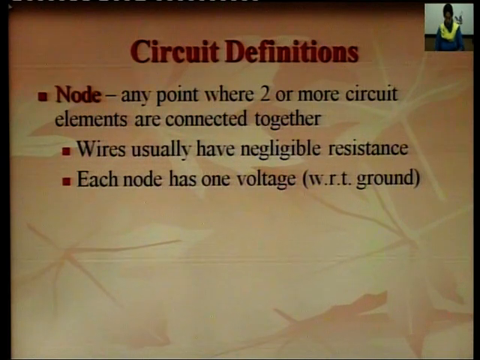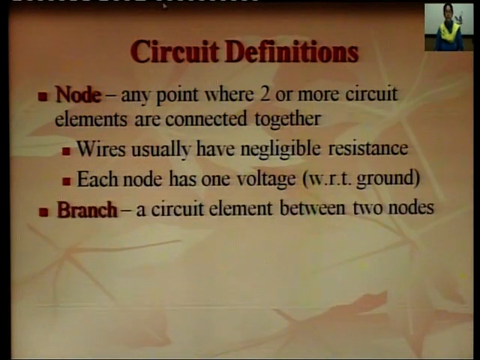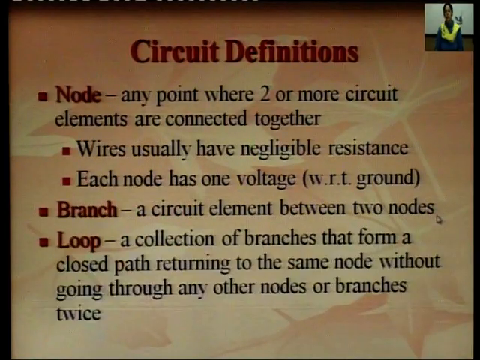So now, quickly, to summarize: a node is any point where two or more circuit elements are connected together. Wires usually have negligible resistance. Each node has one voltage. So what is a branch? A circuit element between two nodes. This is called a branch. Another important term, branch. A circuit element between two nodes. दो nodes के बीच में जो circuit है, that is a branch.